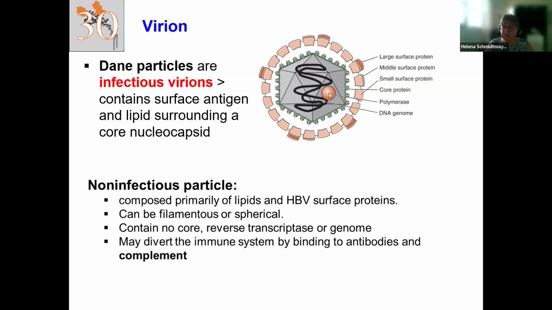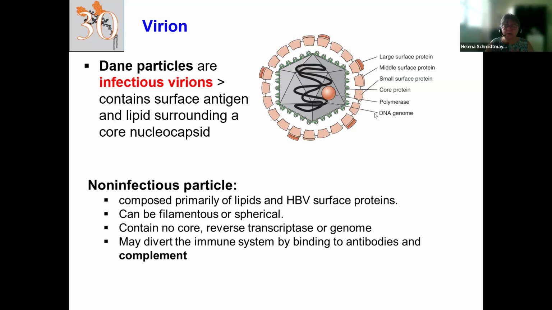as polymerase. Reverse transcriptase has three activities, similarly as in retroviruses: RNA-dependent DNA polymerase activity, DNA-dependent DNA polymerase activity, and RNase H activity. A majority of particles which are found in the host are non-infectious particles which only contain lipid membrane with surface proteins embedded in it. They do not contain nucleocapsid.